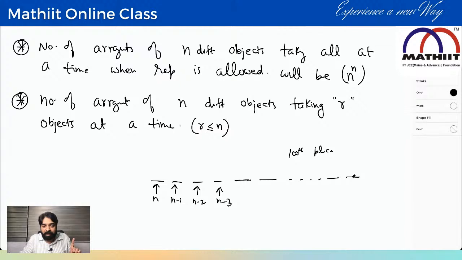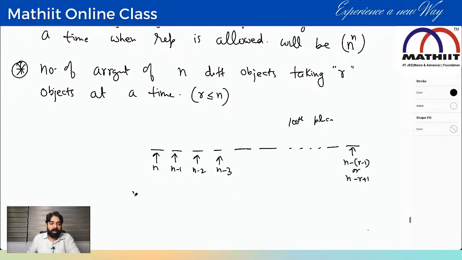So this place will be filled in n minus (r minus 1) ways. Everybody agrees with me? n minus r plus 1. So the total number of ways will be n into n minus 1 into n minus 2 into n minus 3, and so on till n minus r plus 1.